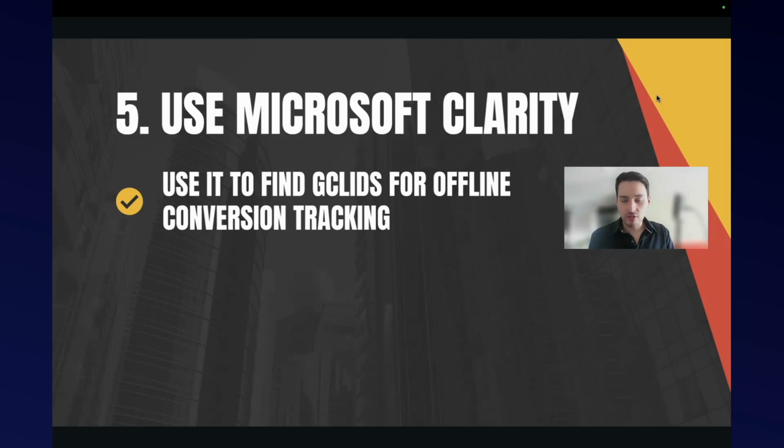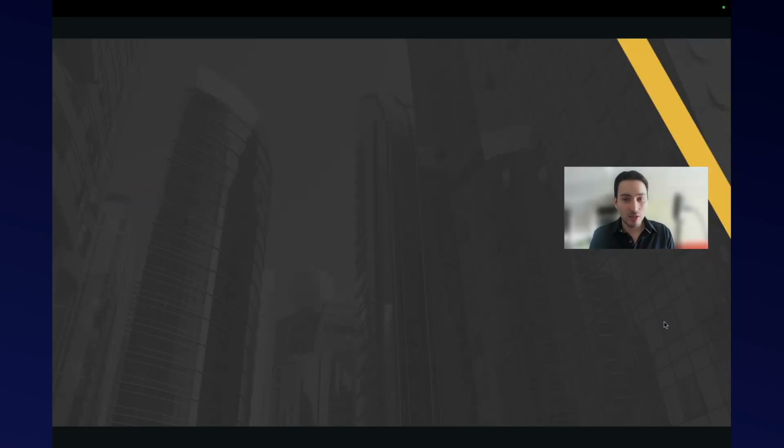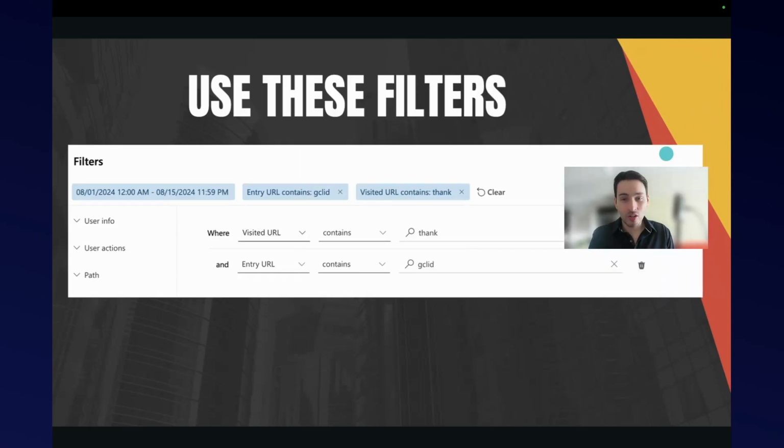So Microsoft Clarity, this to me does feel like a cheat code. It feels like a hack, even though I know it's a buzzword, but to me it does feel almost like a hack or a cheat code. You can actually find those GCLIDs, the ones that you're not supposed to see because they come from iOS devices. They are there on Microsoft Clarity.